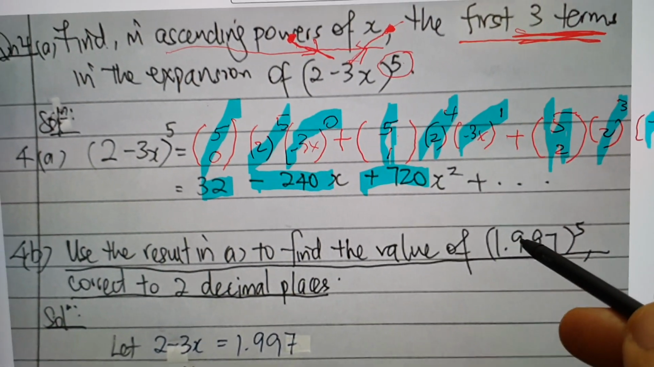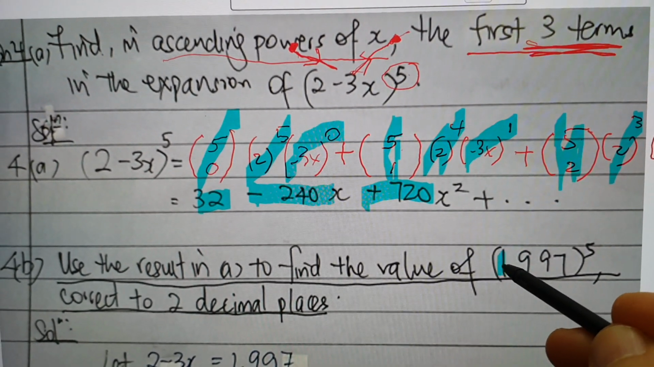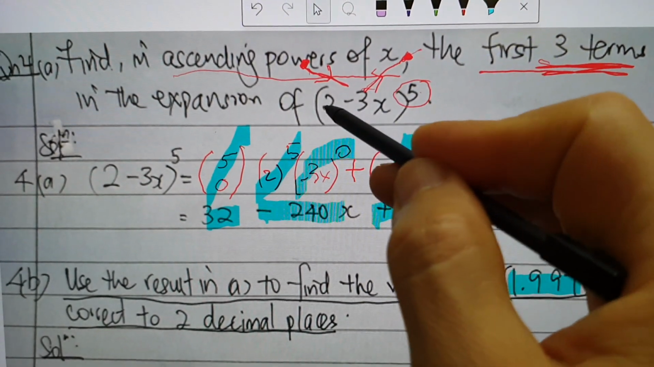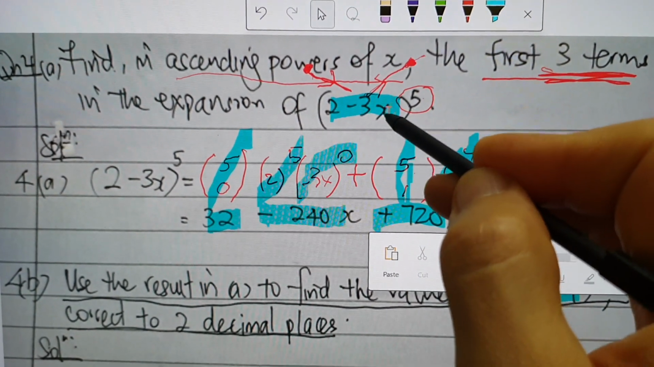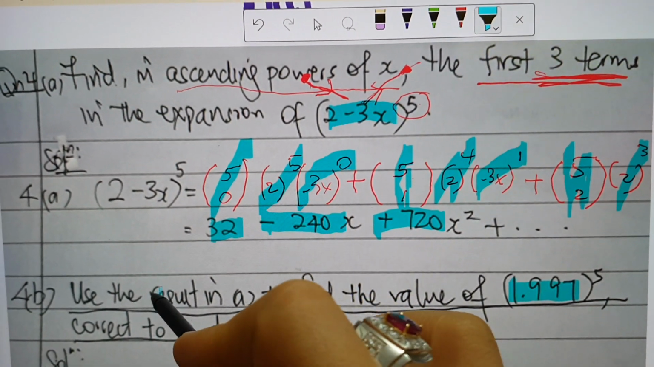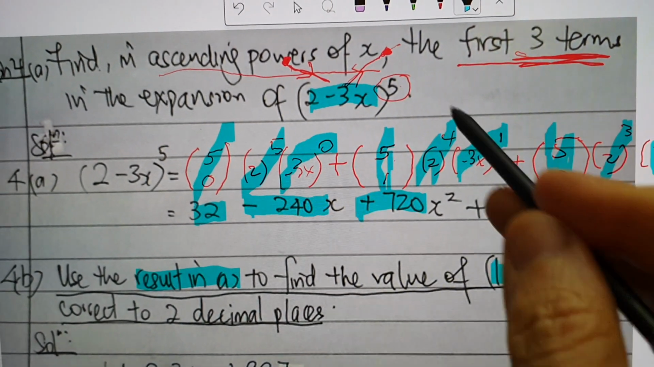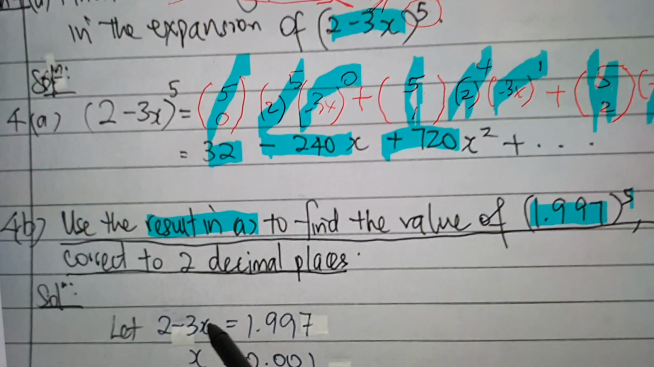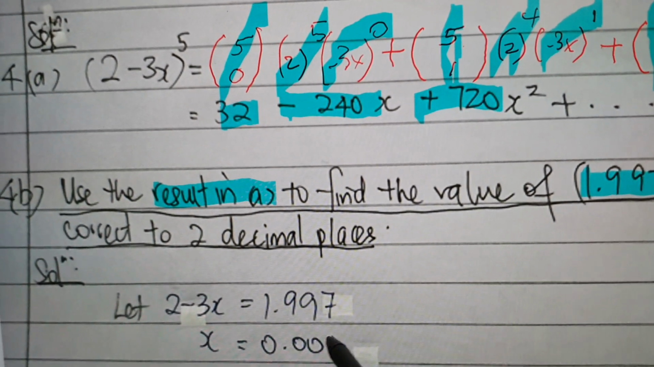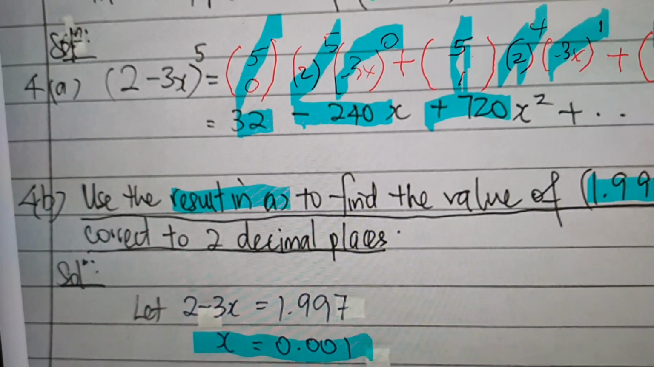Now, this next part is a very simple thing. They want you to find 1.997 to the power of 5. You notice that this inside here, 2 minus 3x, because it's asked you to use the result in A, has to be this 1.997, because the power here is 5, power here is 5. That means the inside must be the same. And once you equate them, you will be able to find the value of x. So you will substitute this value of x inside.